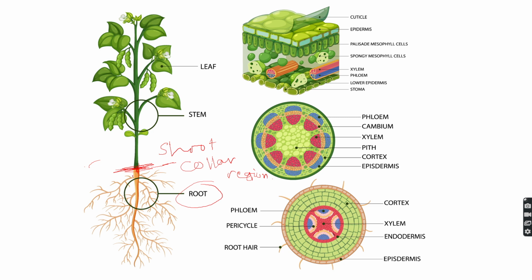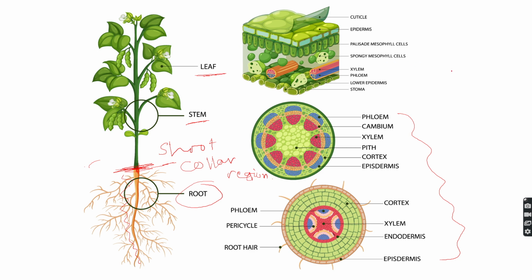In the previous video, where I told the root structure, I told about the zones of root, and also the cross sectional anatomy I have covered. So you can go and take a look at that. Now, in this video we are going to understand the leaf anatomy, stem anatomy, and the difference between root and stem cross sectional anatomy. Okay, so let's understand the leaf first.